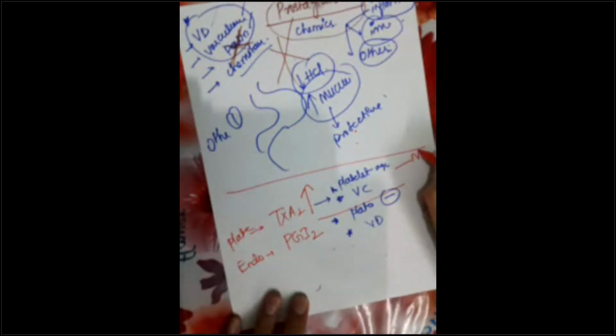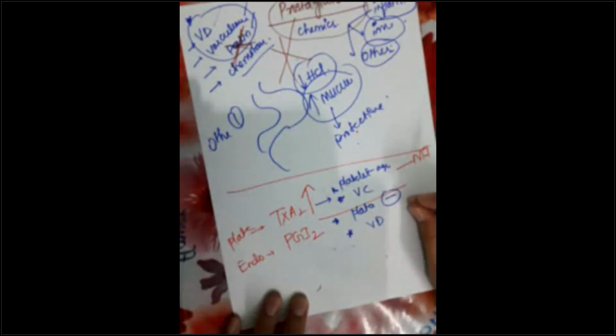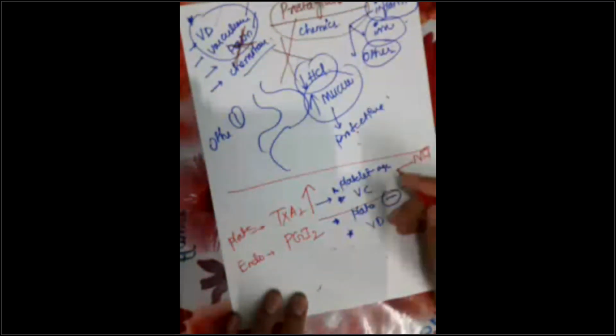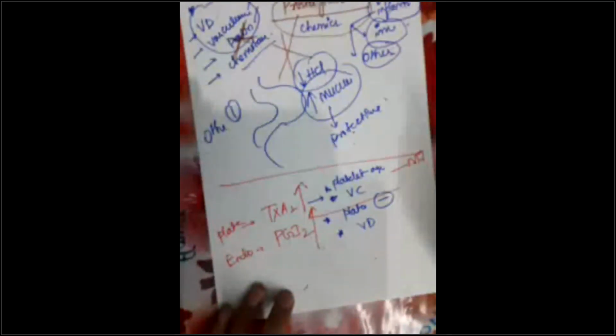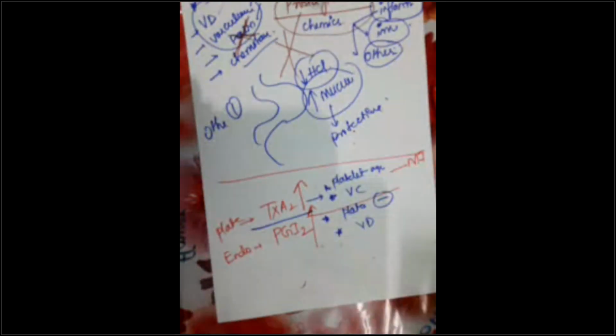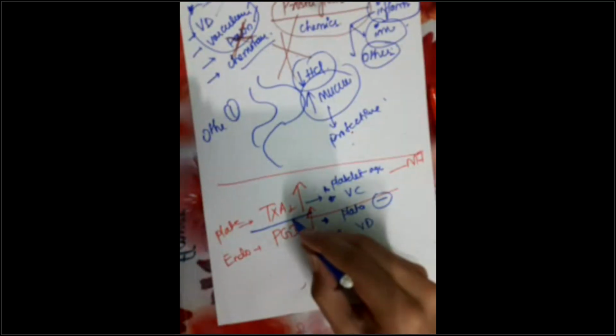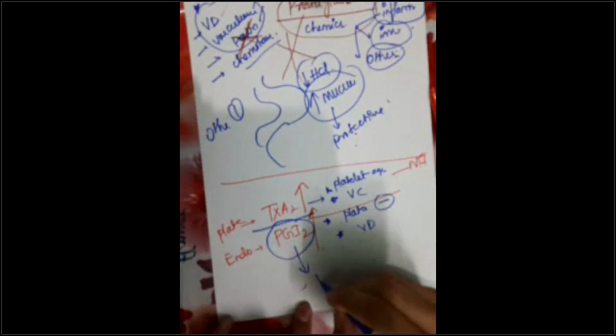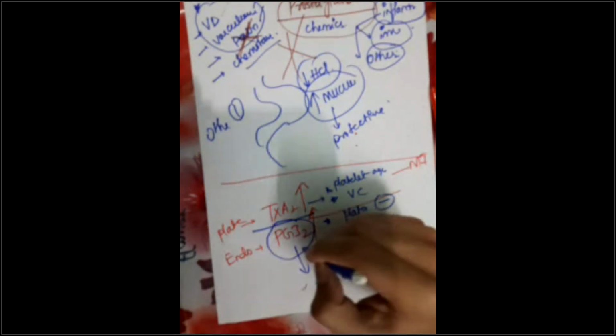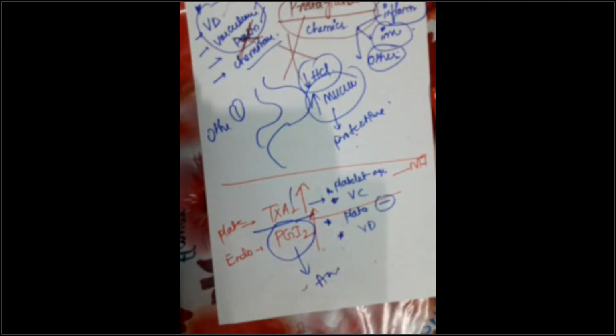If TXA2 is increasing, then there will be MI. Why? There will be clot formation. Stroke also will be there. If there is an increase in PGI2, there will be bleeding because the clot is not forming. Platelet aggregation is not occurring. So to decrease platelet aggregation, we want to increase the PGI2. So we give low dose aspirin. It will increase the PGI2 and decrease the thromboxane A2. Okay, I think that was clear.